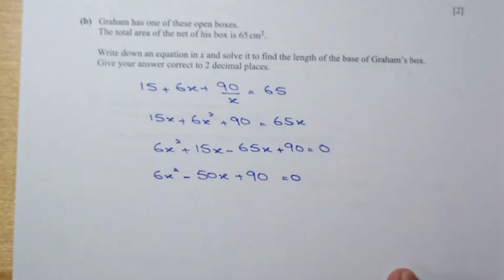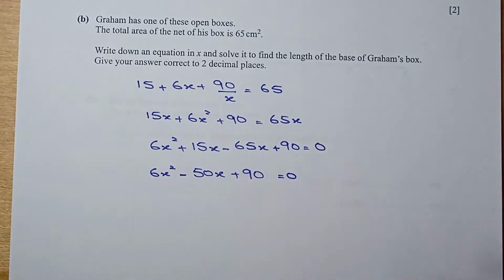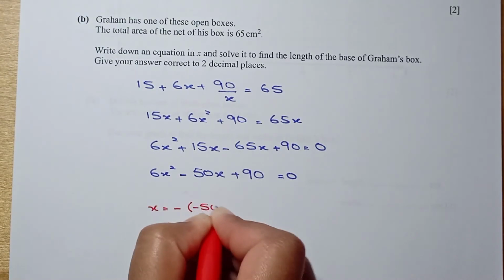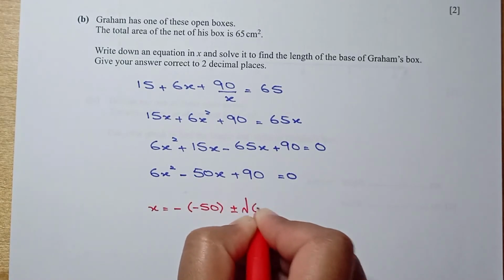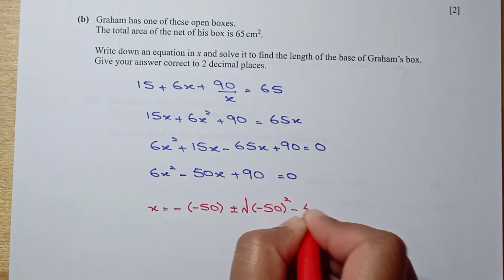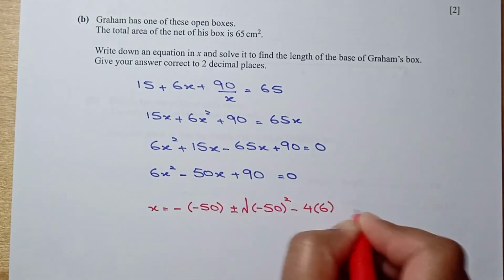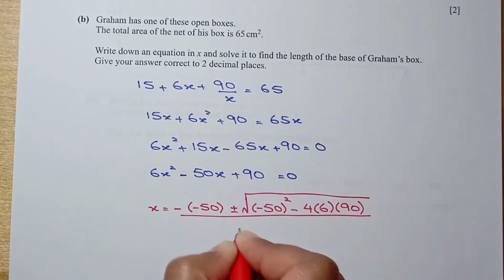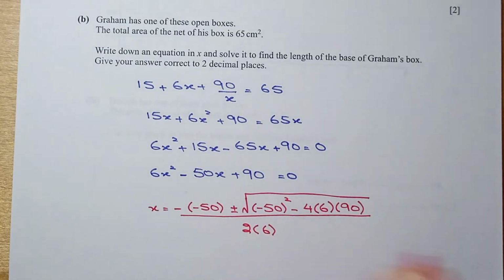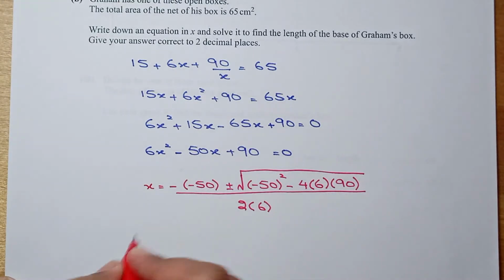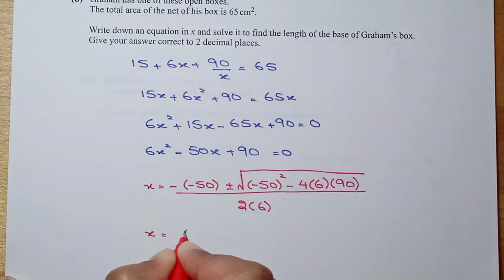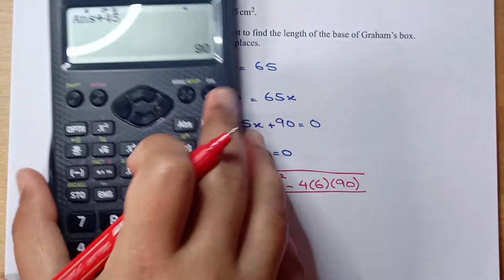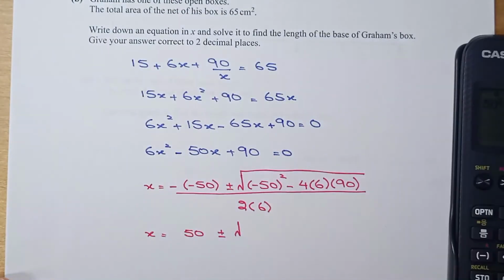Now we need to solve this quadratic equation by using the quadratic formula. So let me do it. The quadratic formula is x equals negative b, where b is minus 50, plus or minus the square root of b square minus 4 times a, where a is 6, times c, which is 90. This is going to be divided by 2 times a, and a is 6, so 2 times 6. Let me simplify it further. So x is equal to negative times negative is positive 50, plus or minus the square root. A negative square is positive, so 50 square is 2500.